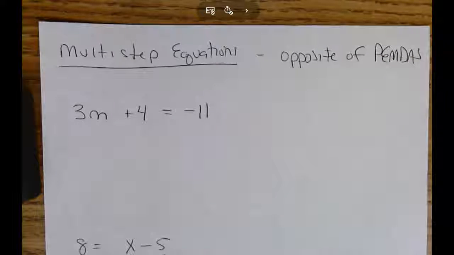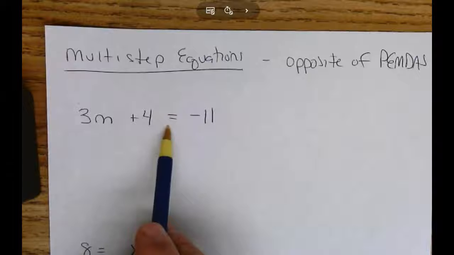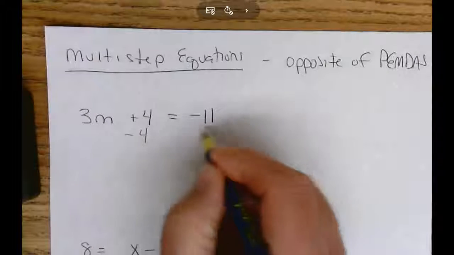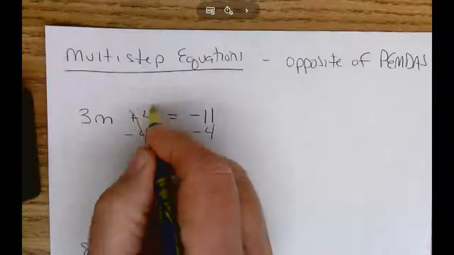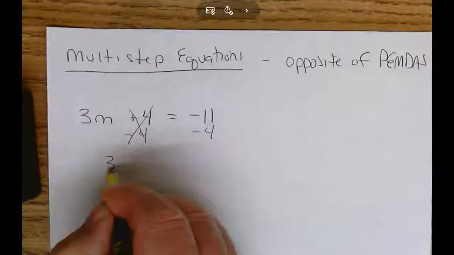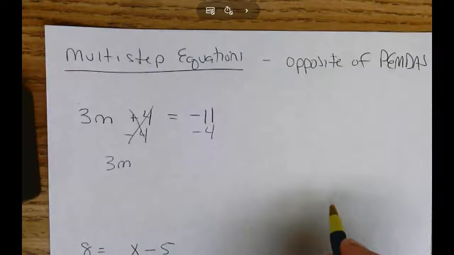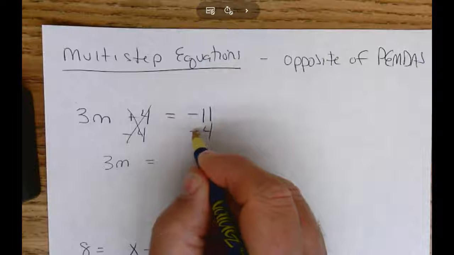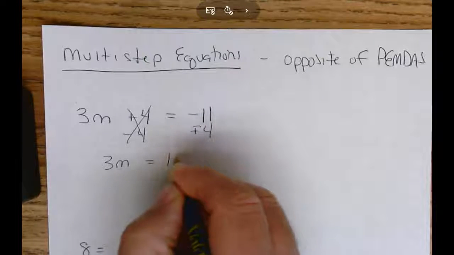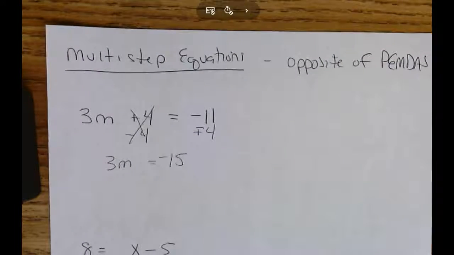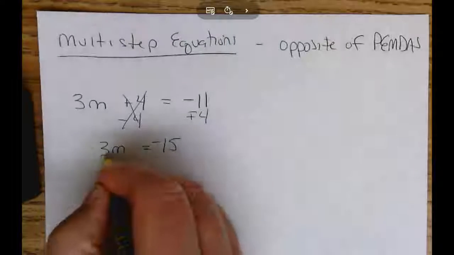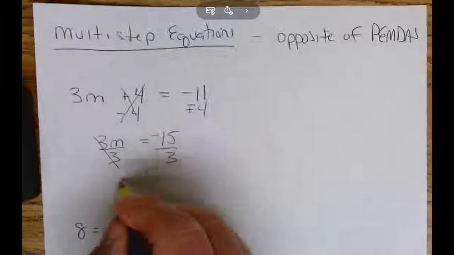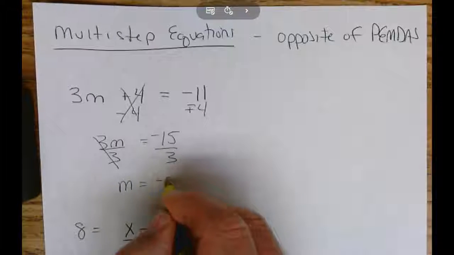Okay. So with that in mind, we would do our addition, subtraction. So here we'd want a minus 4. Right? This would cancel. And that's our subtraction property of equality. Then we got negative 11 minus 4. That's negative 11 plus a negative 4. That'd be negative 15. And then we would hit it with divide by 3, the division property of equality, and this would cancel. We have m equals negative 5.